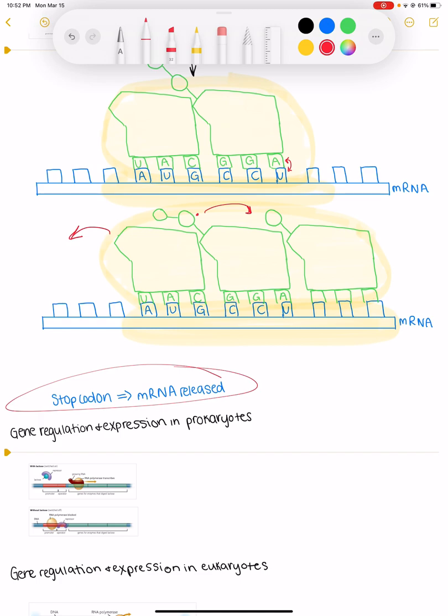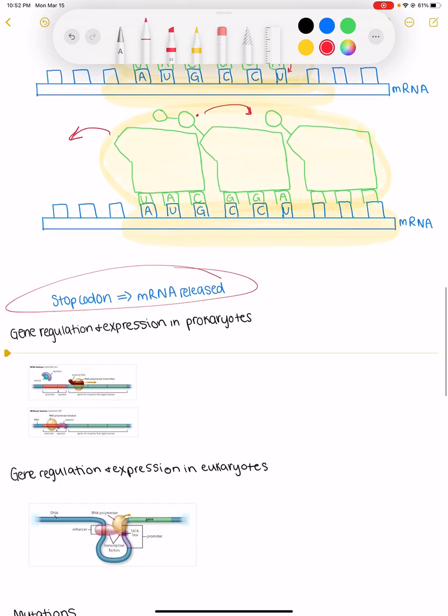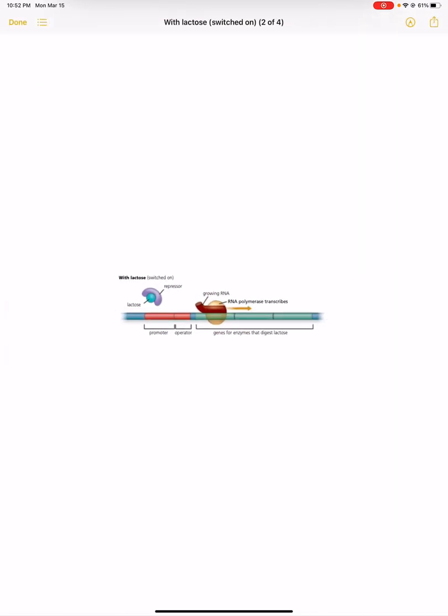So those are the 3 big steps or processes that we covered. So now let's go ahead and move into this idea of gene expression and regulation. We talked about it first with prokaryotes. So this is the idea of the lac operon. I have both images here, so we'll just walk through these really quickly.